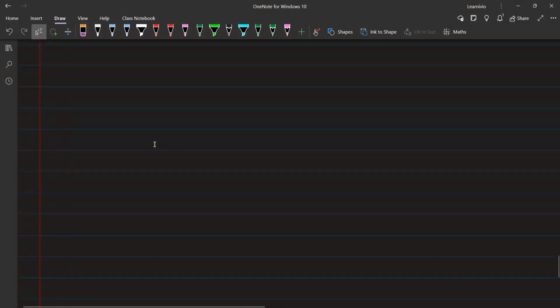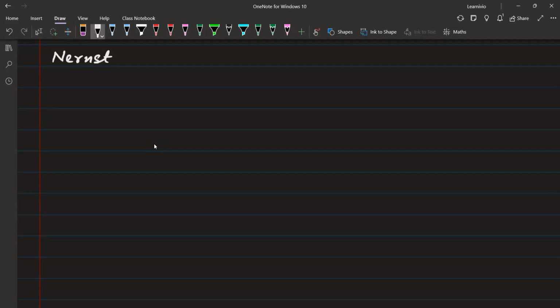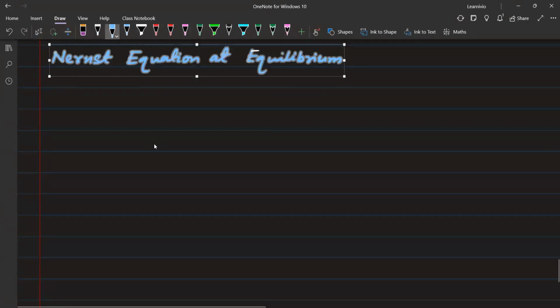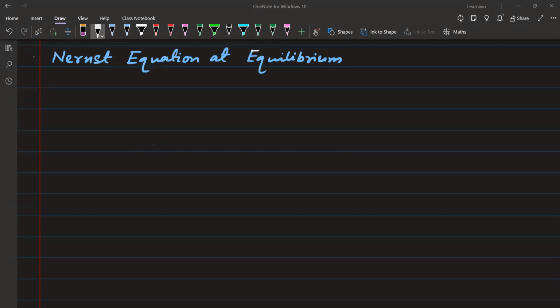Let us do one topic. Nernst equation at equilibrium. What happens at equilibrium? Tell me, guys. What happens at equilibrium?